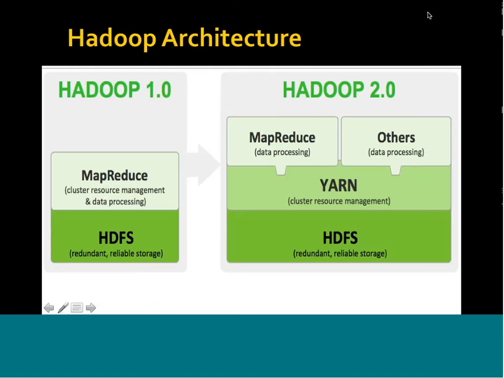So I feel that the basic difference is clear between Hadoop 1.0 and 2.0. What is the basic difference, Mohit? Introduction of YARN in Hadoop 2.0. That's the basic difference. And what was the objective? The objective was to decouple the responsibilities. Okay, fine.